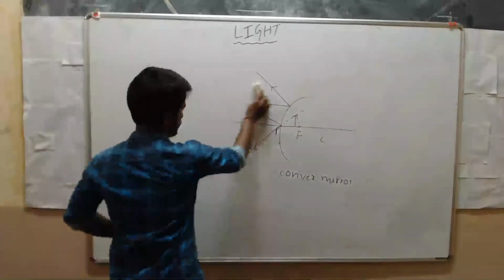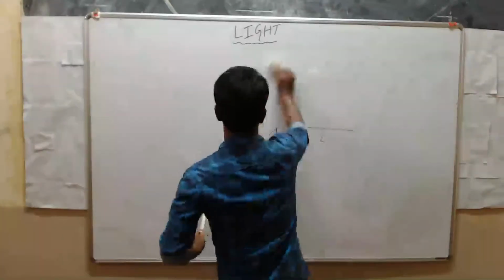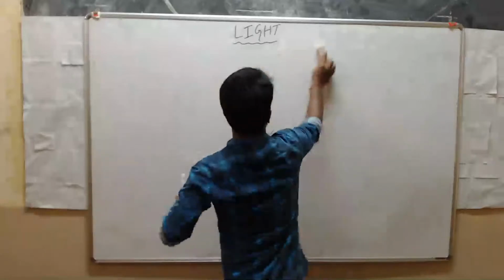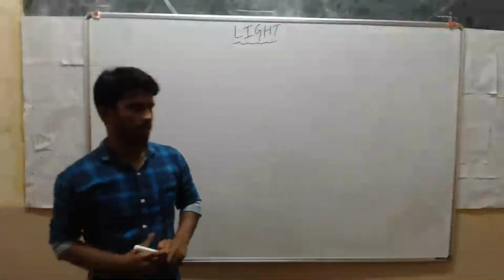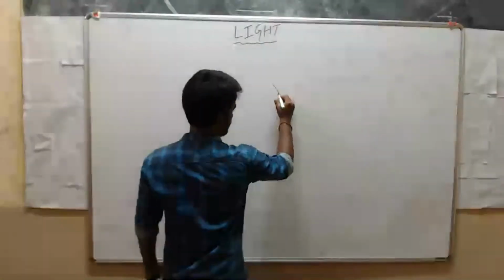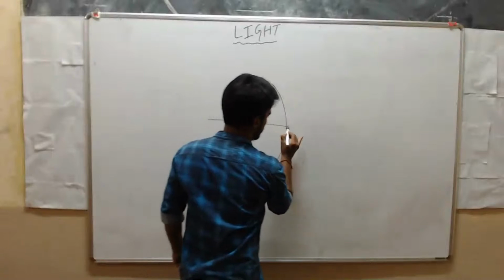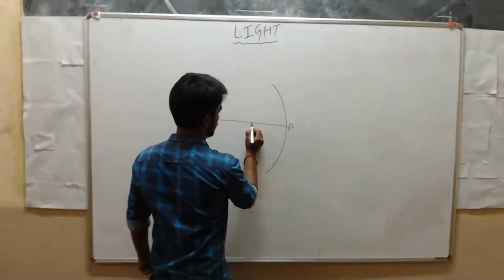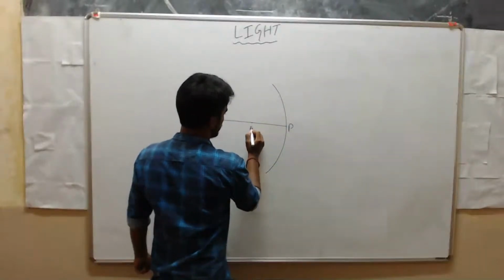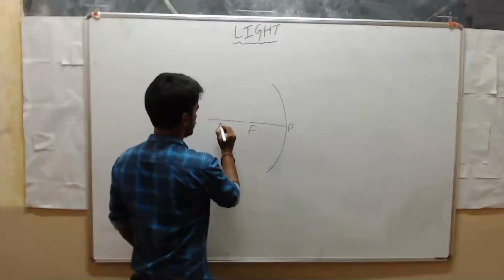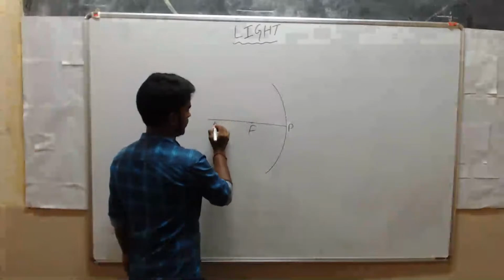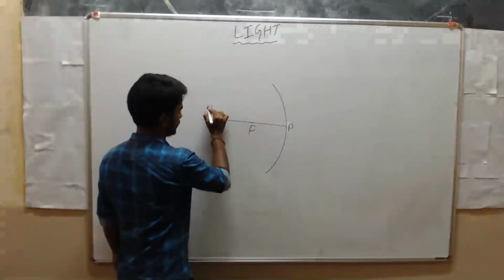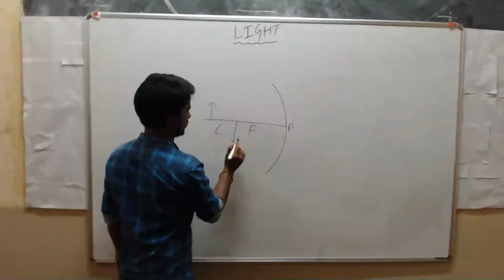Later, now we will discuss the sign convention for spherical mirrors. This is very important while solving problems. First, just imagine I keep the object here, and I will get the image here.